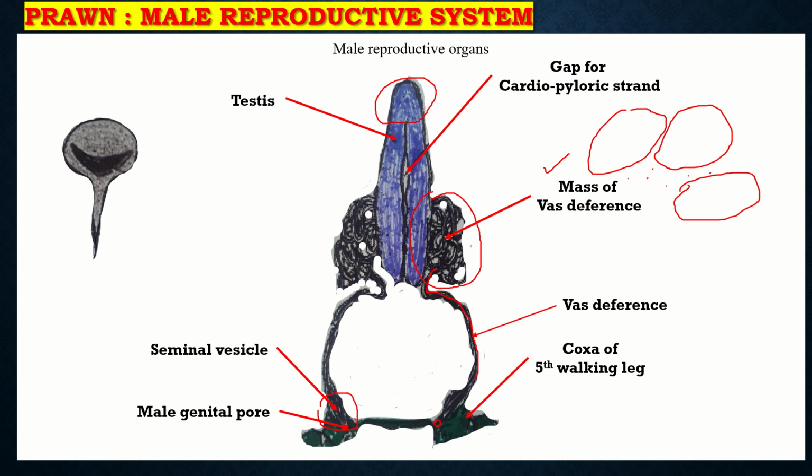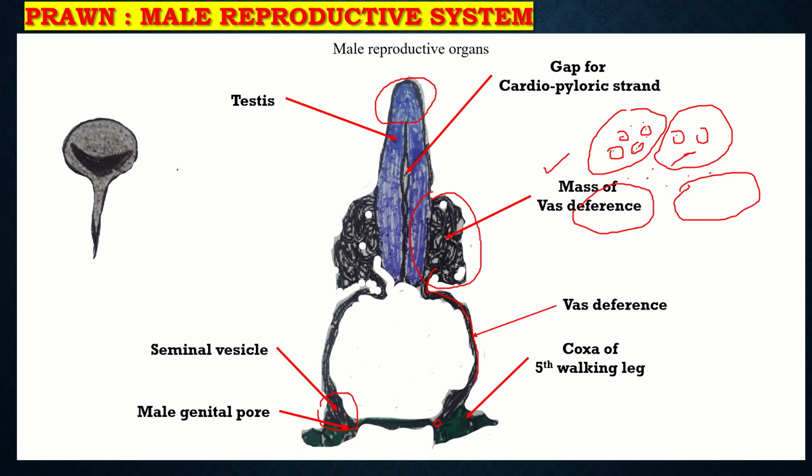In these seminiferous tubules, the process of spermatogenesis takes place. The process of formation of sperm is called spermatogenesis. So sperm, or spermatozoa, formation takes place in these seminiferous tubules.